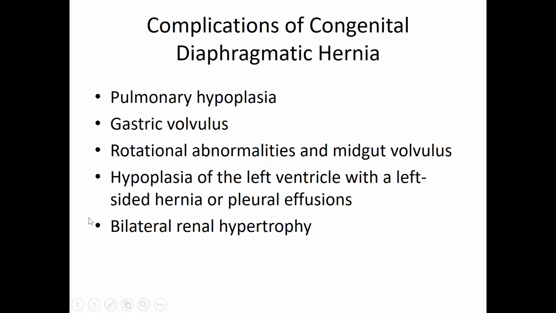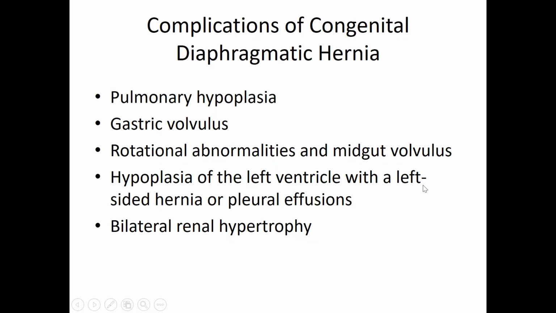Okay, so complications of the diaphragmatic hernia: there will be pulmonary hypoplasia because the lung cannot grow properly. If the intestinal content is in the chest, then the lung will not be able to grow properly, okay, so there is pulmonary hypoplasia. Gastric volvulus may be present; if the stomach and the intestine are in the chest, it may rotate abnormally and lead to volvulus, okay. So there may be rotational abnormality, and midgut volvulus is also there, okay.